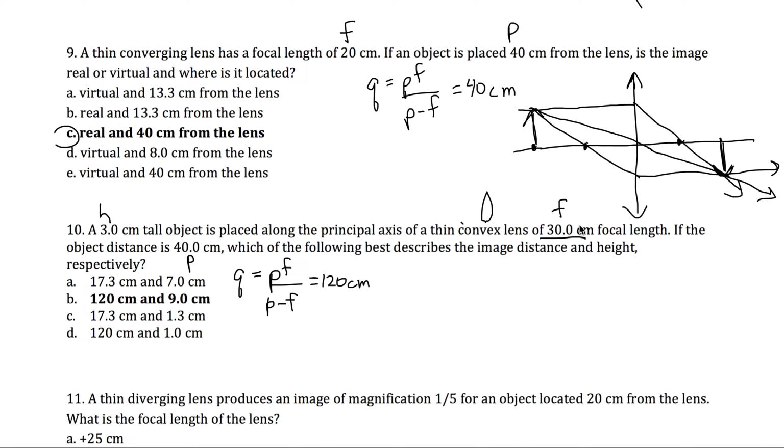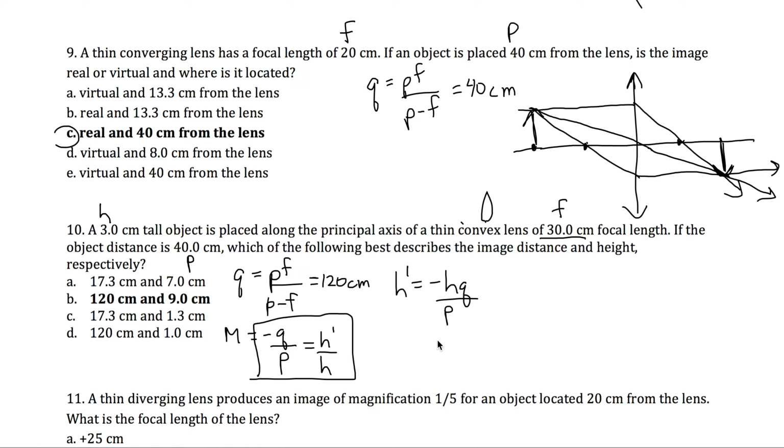And then to get the image height, we need to use the magnification equation. That's going to give us the magnification first, or if you want to directly say the magnification is image height over object height, then you can use this to find the image height directly: negative H times Q over P. You plug in the 3 and the 120 and the 40, and we will get 9 centimeters for the height.